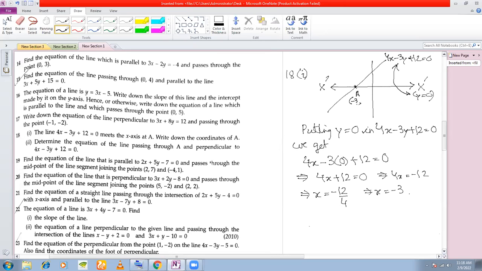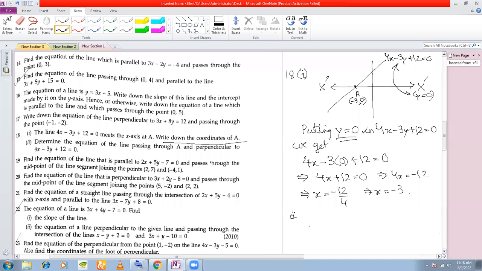And what should be the y coordinate? Because y is equal to 0, the y coordinate will be 0. Or you can also say it is a point on the x-axis, that is why the y coordinate will be 0. So you have got the coordinates of A, and that was the question. So write down the coordinates of A. So we have got the coordinates.